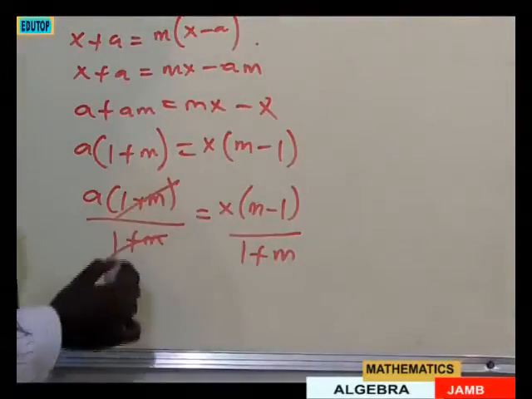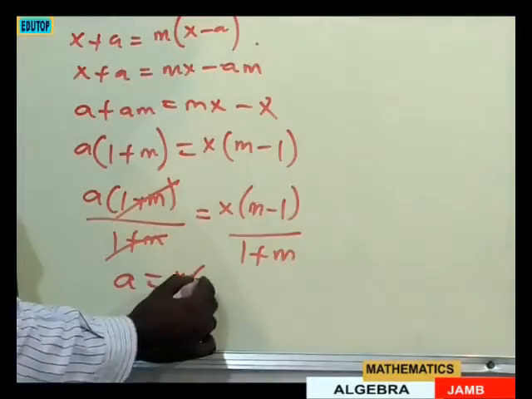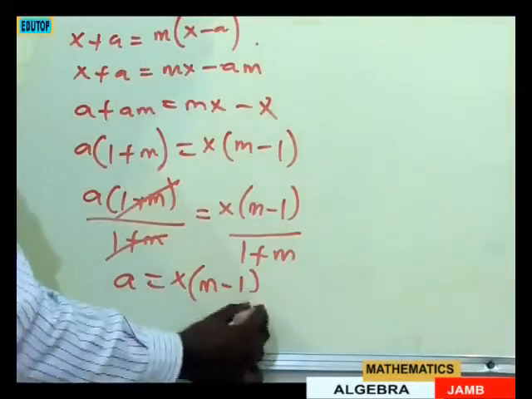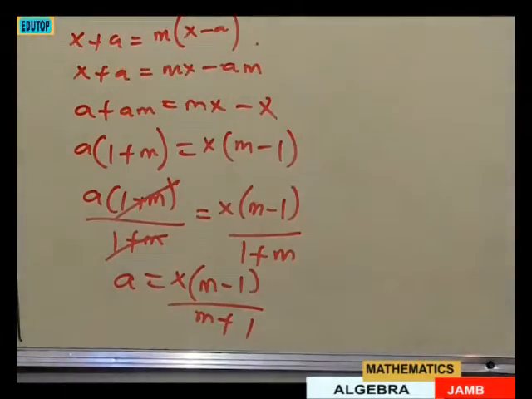So this one cancels with this. Then my A will now be equals to x into m minus 1 over m plus 1. So that means my answer will now be A equals to x into m minus 1 over m plus 1. So that's the answer for this particular one.